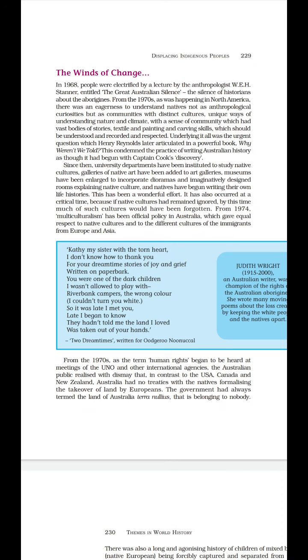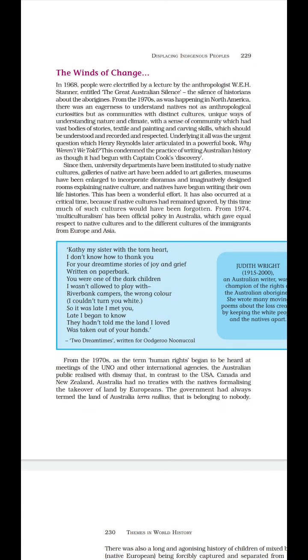So after that we will see that university departments were instituted to study native culture. Galleries of native art were placed in art galleries. Museums were enlarged. So in this way Australian culture was preserved. So from 1974, multiculturalism began as official policy. On the basis of this, all were given equal respect, even the immigrants who came from Europe and Asia. They were also given equal treatment and respect.